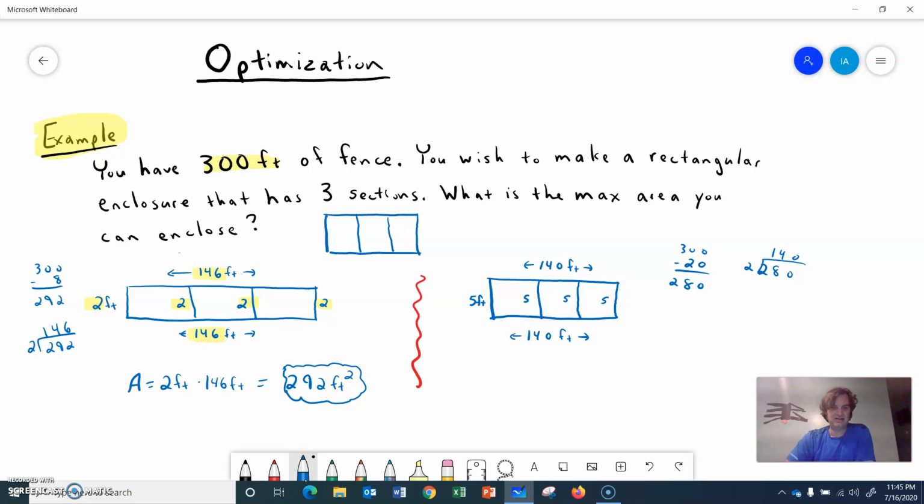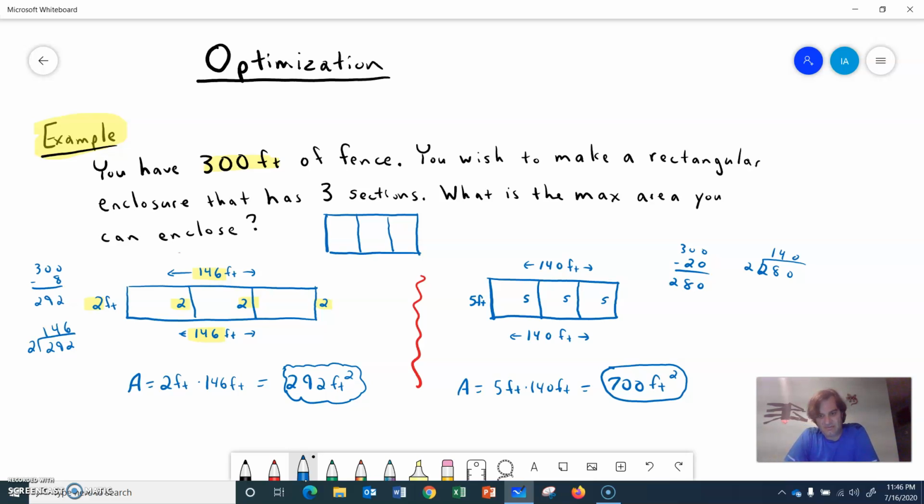It's a little bit wider, so it probably doesn't look like it's all that different. But if we come down here and we see what our 5 by 140 feet of fence does, we'll multiply those together. 5 times 140, I get 700 feet squared, or 700 square feet of area.